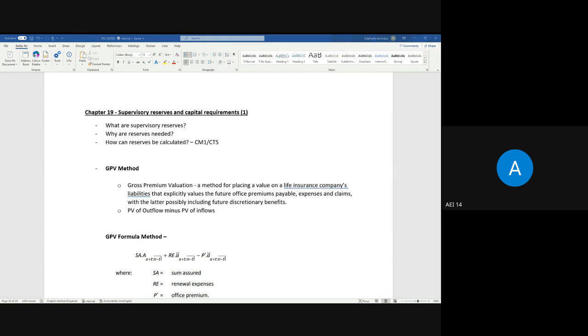But if you think about it, at the outset of a contract, right when the contract is sold, would you expect, at your best estimate assumptions, the reserve to be positive? Not always, maybe. Why?